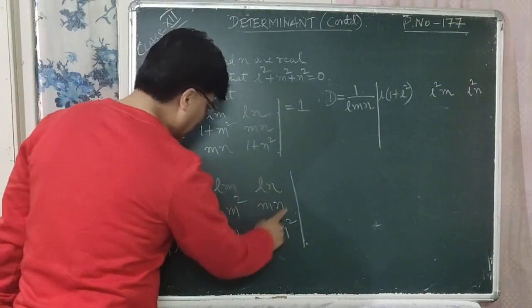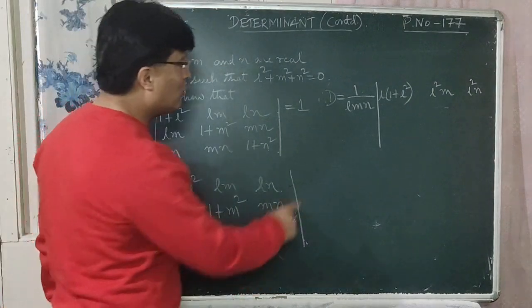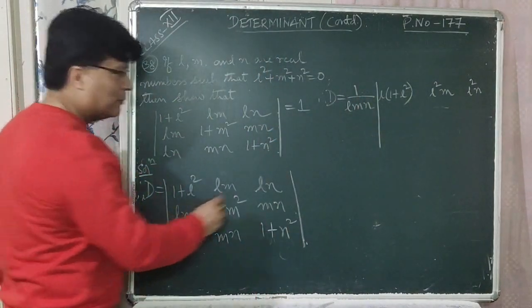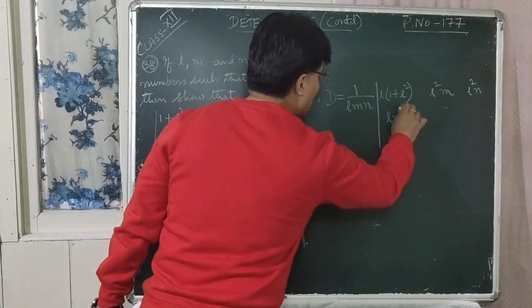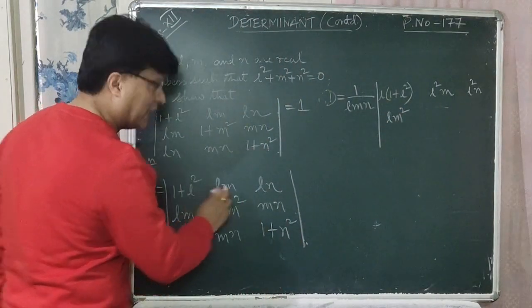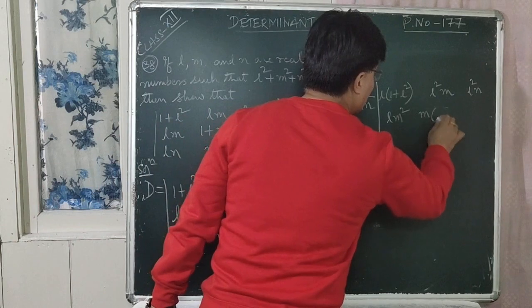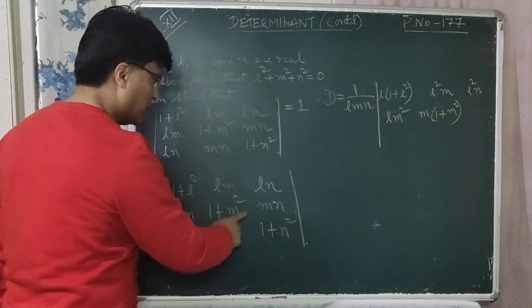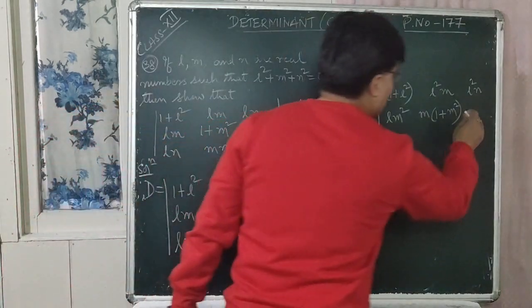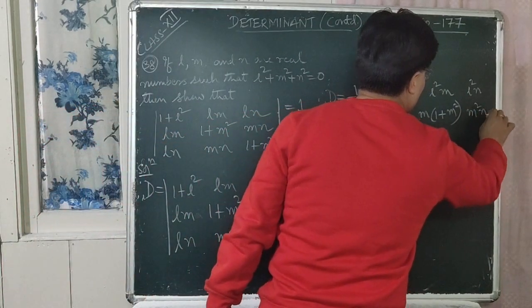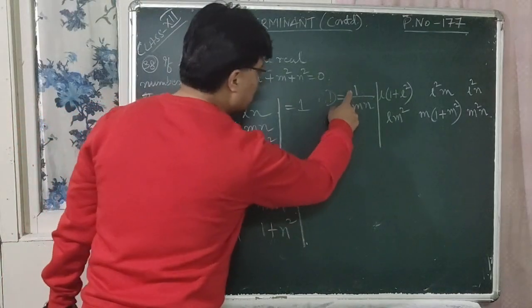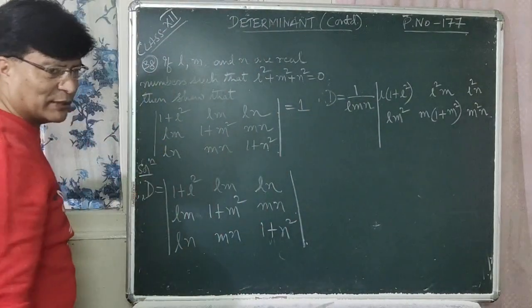Now the second row can be multiplied by M. Already we have written here 1 by M. So it is multiplied by M. LM square. It is also multiplied by M into 1 plus M square. This is also multiplied by M. This is M square N. Is that clear? Now we have already written 1 by M outside the determinant.